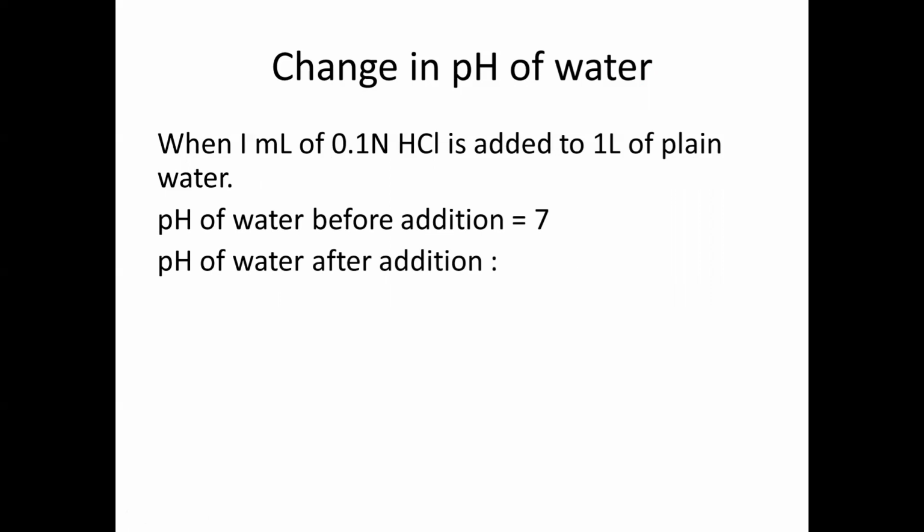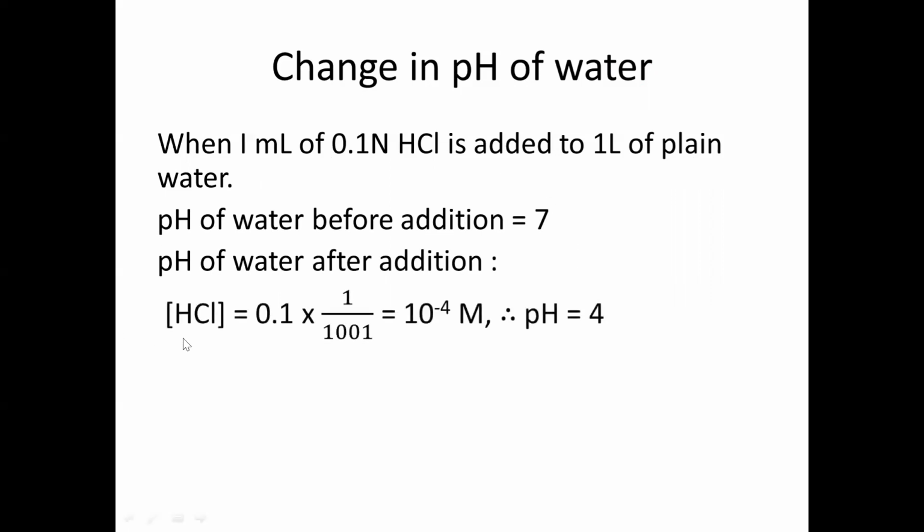Let us calculate. We know that we have added 0.1 HCl to 1 liter of water. So we can write the new concentration of HCl as 0.1 into 1 upon the total volume, that is 1001. That gives approximately 10 raised to the power minus 4 molar.